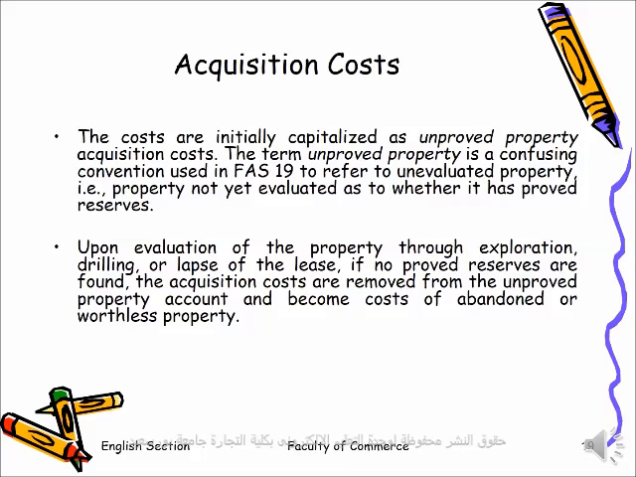The costs are initially capitalized as unproved property acquisition cost. The term unproved property is a confusing convention used in FAS 19 to refer to unevaluated property. This means property not yet evaluated as to whether it has proved reserves. Upon evaluation of the property through exploration, drilling, or lapse of the lease, if no proved reserves are found, the acquisition costs are removed from the unproved property account to become cost of abandoned or worthless property.